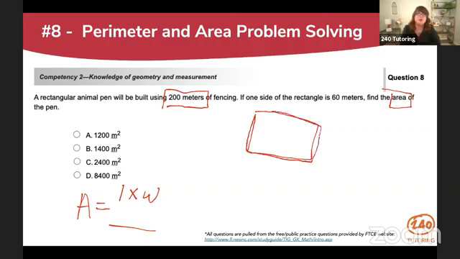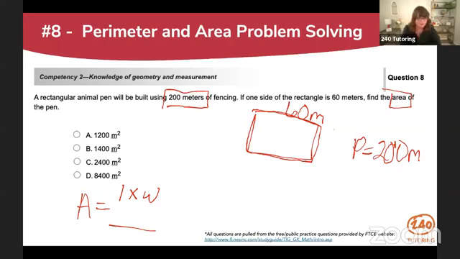So if it took 200 meters of fencing, we know the perimeter of this rectangle is 200 meters. And then it said if one side is 60 meters. So we have one of these, but we do not have the other side, but we have enough information to figure it out. You don't have to even set this up as an equation.